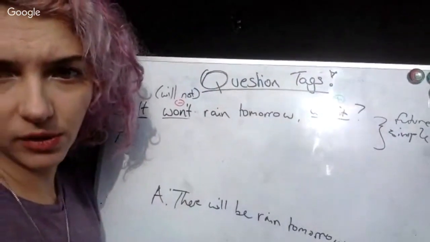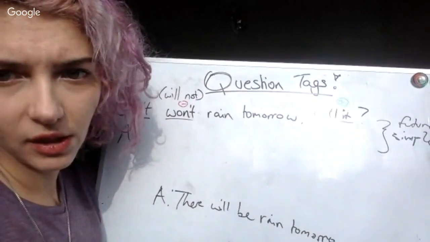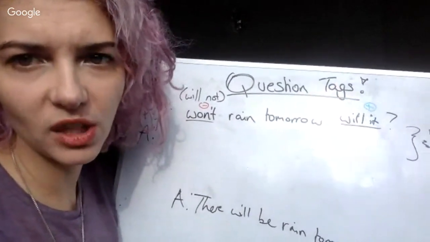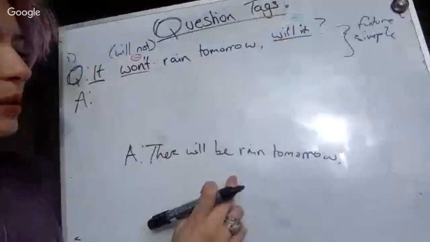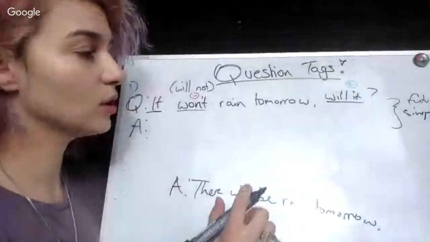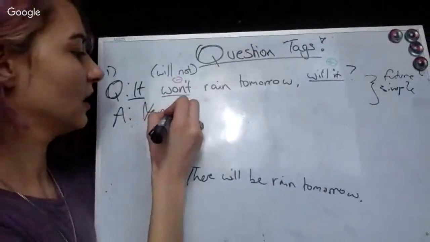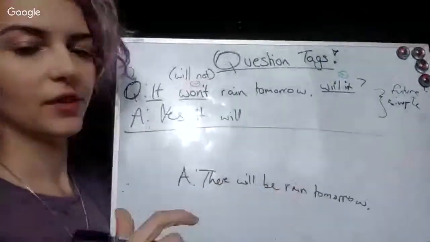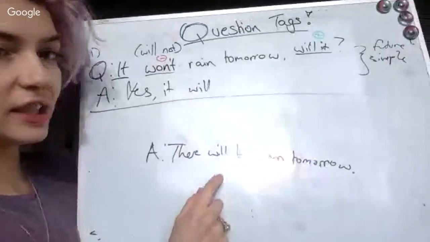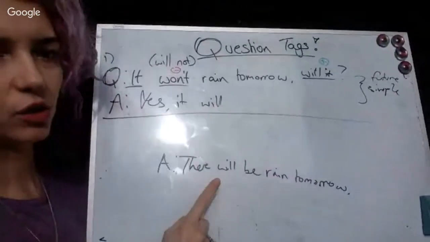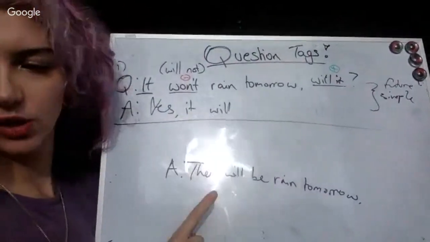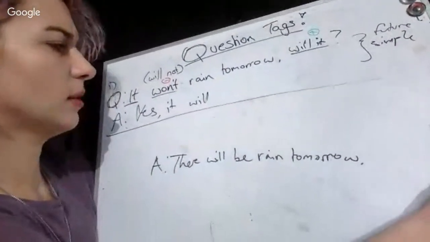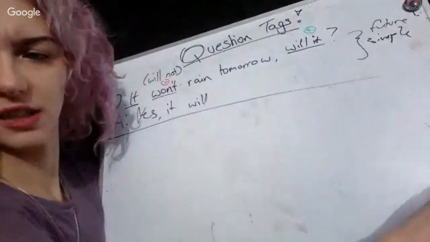So it will rain tomorrow. Okay, good. Well done, Nabil, Kian, Isami. Yes, it will. Because, like I said, there will be rain tomorrow. So the answer is yes, it will. Now, this is still true. It will rain tomorrow. Yes, it will. Now let's just look at the alternative way to ask the same question.